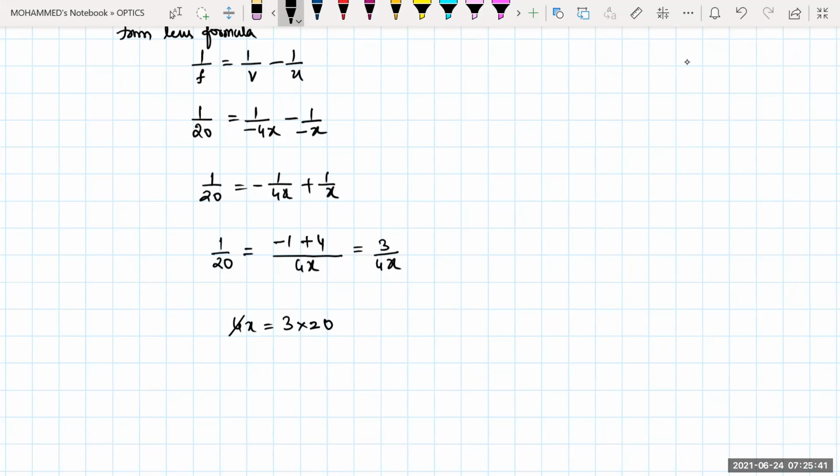4 ones are 4, 5, sir. So x will be equal to how much, beta? 3 5s are 15. Yes, sir. x will be equal to 15 centimeters. Once again the question.